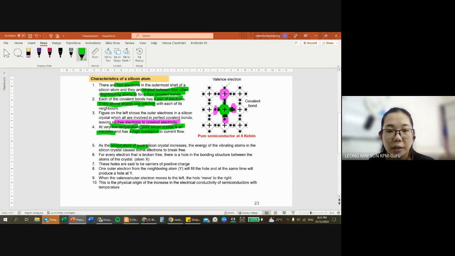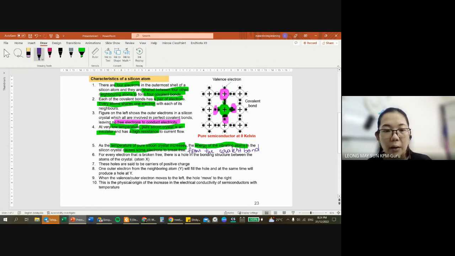But as the temperature increases, the electrons will absorb the heat energy of the vibrating atoms, and this causes the electrons to break free from the atom, from the covalent bond. Here the breaking free is from the covalent bond, not breaking free from the metal surface. For every electron that is broken free, there is a hole in the bonding structure between the atoms of the crystal.